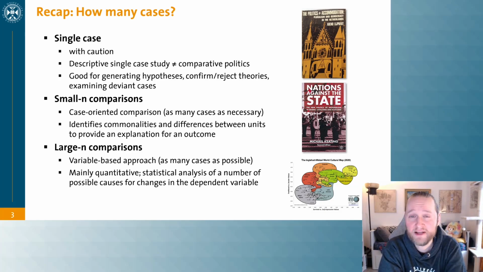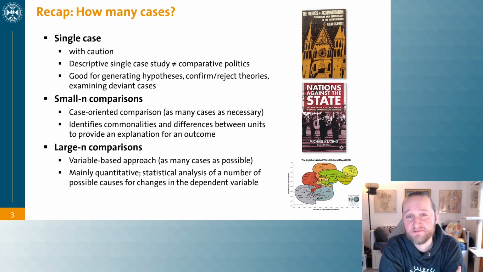You can do small n comparisons, where you basically just pick as many cases as necessary, only the cases that you're really interested in. Michael Keating's Nations Against the State was one such example. The idea was that in this particular case, between Quebec, Catalonia, and Scotland, you would identify certain commonalities. What do those cases have in common and how are they different? In order to then explain why we arrive at a certain outcome. So for example, why are these regions particularly well developed when it comes to their own nationalism and nationalist movements?